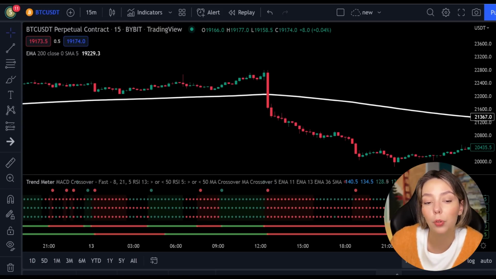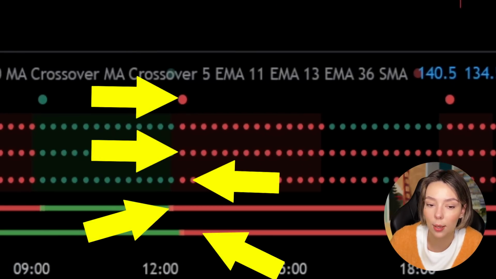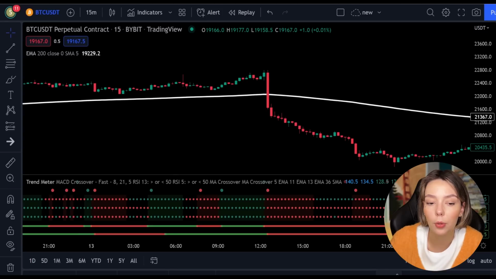Now if we are looking for a short trade, everything on the trend meter needs to be red, including all the dots and the 2 base lines. This will basically be our trigger to get in for the trade. And similarly, you can also still get in a short trade if your trigger candle opens above the EMA but closes below the 200 EMA.